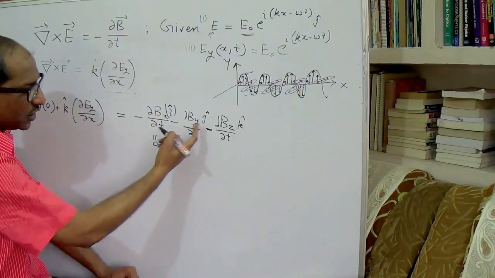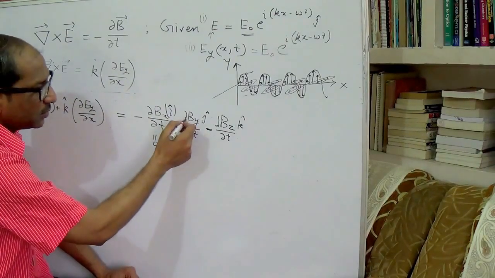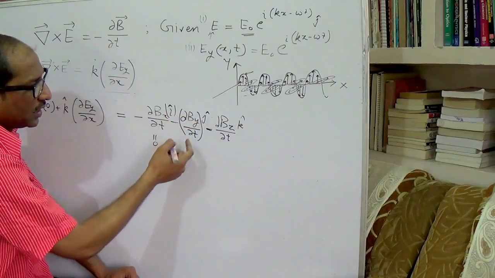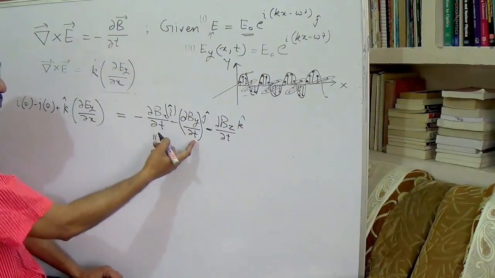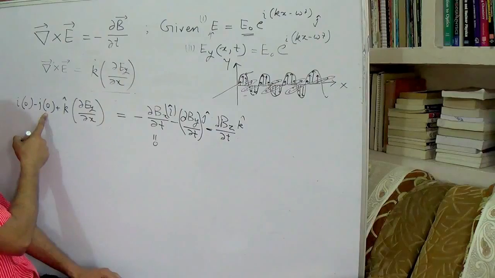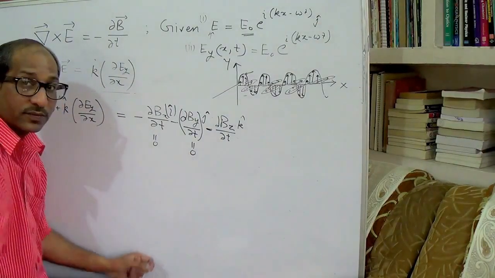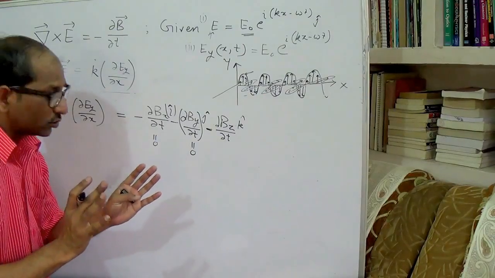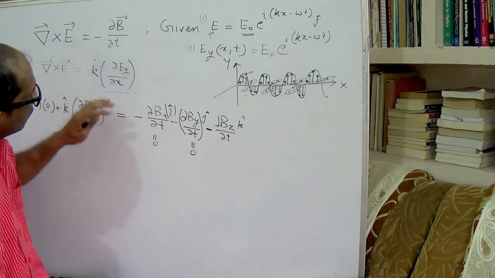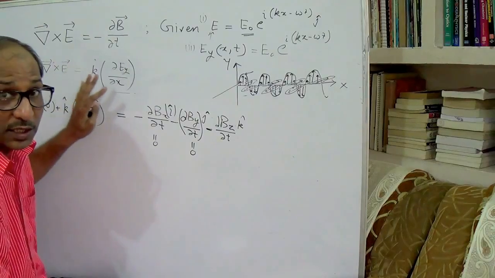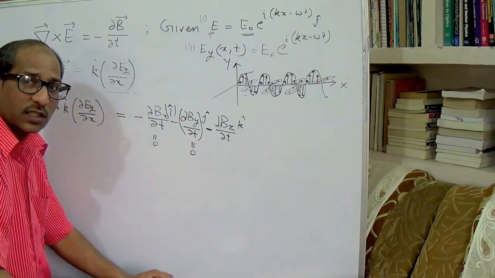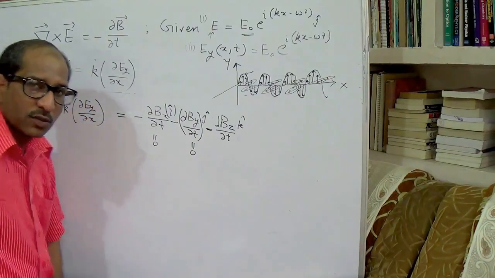When I compare the j component on both sides, ∂By/∂t minus ∂By/∂t is equal to minus this, 0. So this is also 0. Now you see carefully what I did first. I just simplified the left hand side, that is ∇ cross E, and found the result for that.